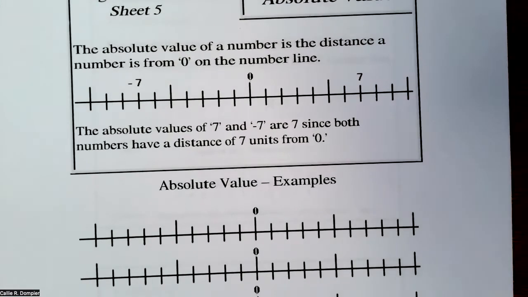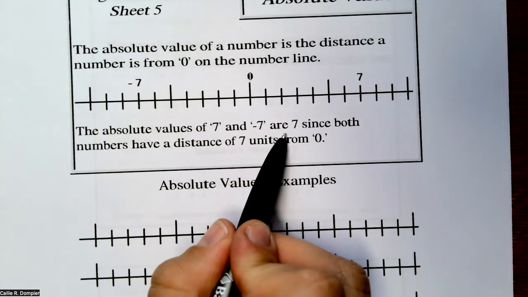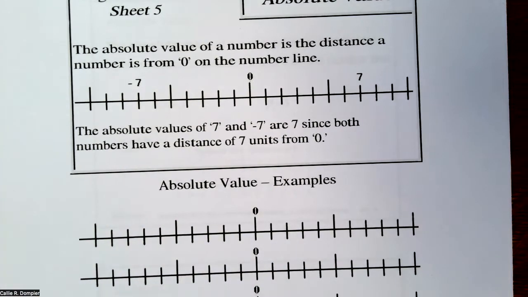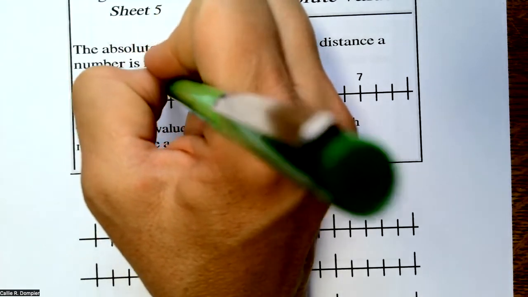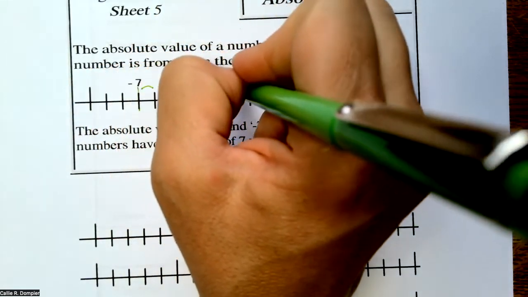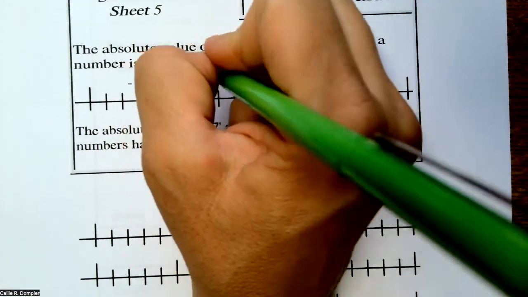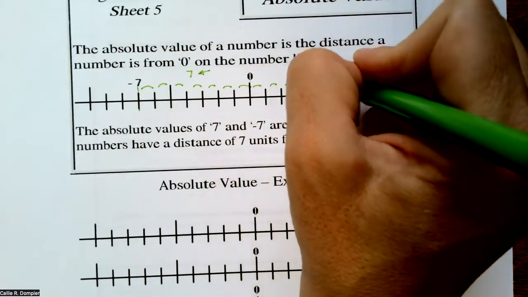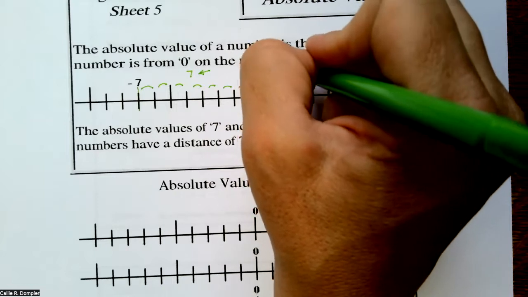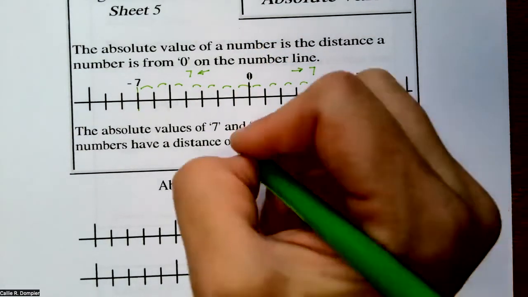Here is just absolute value. The absolute value of a number is the distance a number is from 0 on the number line. The absolute values of 7 and negative 7 are both 7, since both numbers have a distance of 7 units from 0. So if you count from negative 7, you are 7 units away from 0. We went 7 units that way: 1, 2, 3, 4, 5, 6, 7. To get to positive 7, we went that way, 7 units. So absolute value is just asking you how far did you have to go from 0?